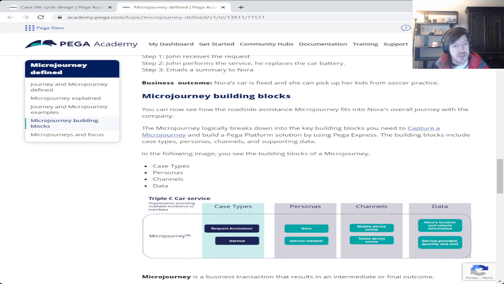All right, Microjourney building blocks. You can now see how the roadside assistance Microjourney fits into Nora's overall journey with the company. The microjourney logically breaks down into key building blocks you need to capture a microjourney and build a Pega platform solution by using Pega Express. The building blocks include case types, personas, channels, and supporting data. The following image shows the building blocks of a microjourney.